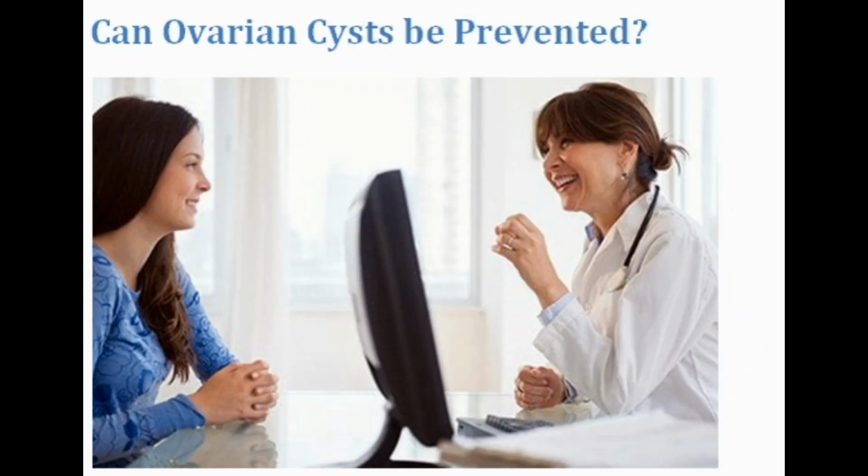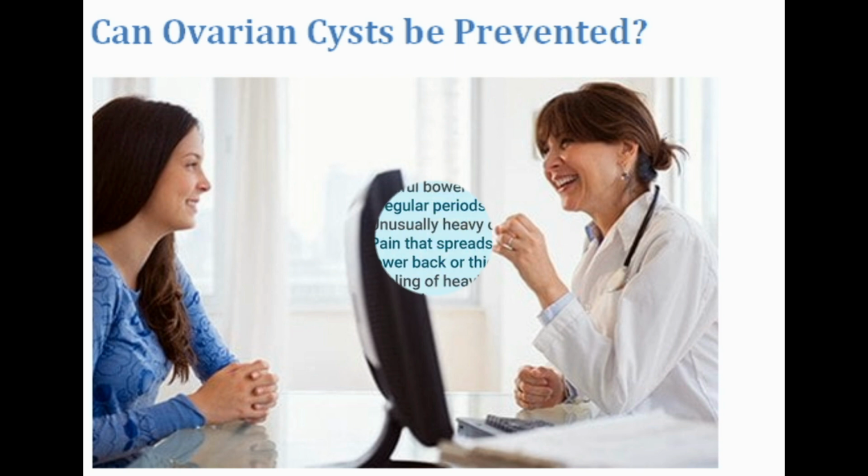Ovarian cysts during pregnancy. Ovarian cysts during pregnancy are usually functional ovarian cysts discovered in the first trimester. Ovarian cysts during pregnancy tend to resolve on their own before childbirth.